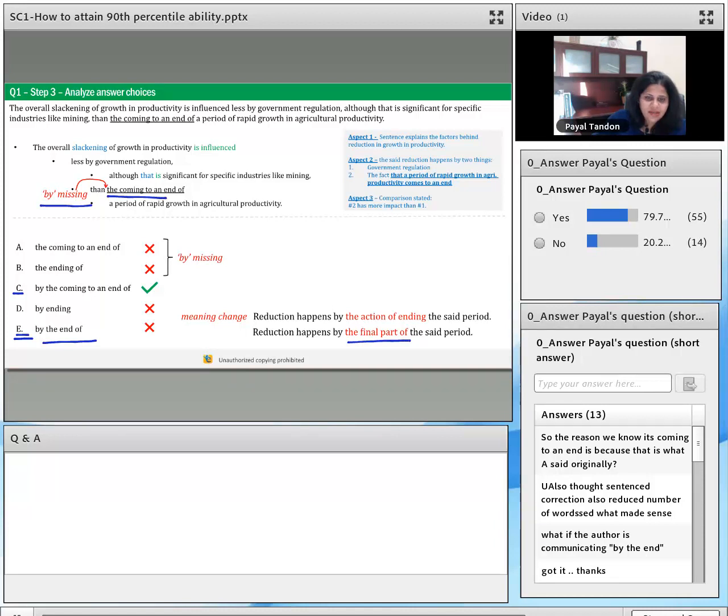So the reason we know it's coming to an end is because that is what choice A said originally. Absolutely yes. Choice A is, I would say, the holy grail for that particular question. You have to read that choice to understand what it is that the author wants to communicate.